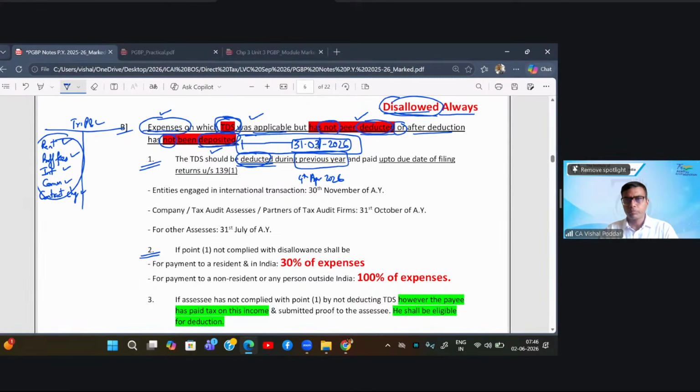Fine. Now the second technical requirement. Let us say you have deducted the TDS within the timeline. So you have complied with the first part of my requirement. But I've put another part also. What is this other part?